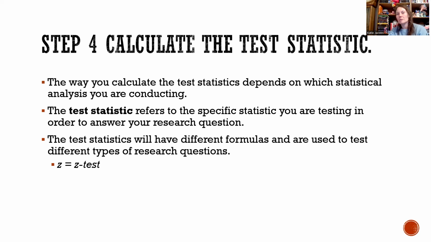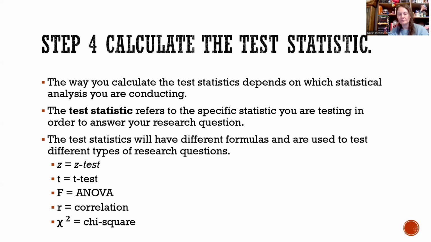So for example, we'll learn a one sample z-test that uses the z-test statistic. We'll learn a couple different types of t-tests, and so that will be represented by t. We'll learn ANOVAs, which will be represented by the F test statistic, and we'll have a formula associated with that. Lowercase italicized r represents correlation, and chi-square represents the chi-square.